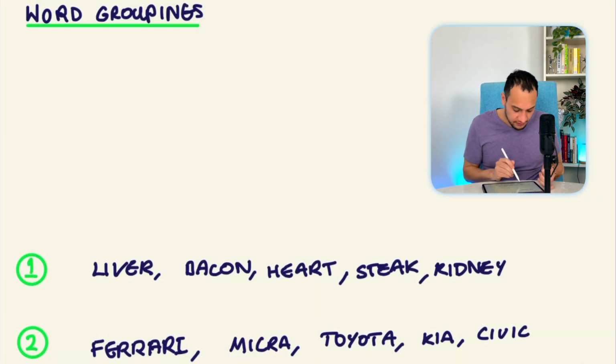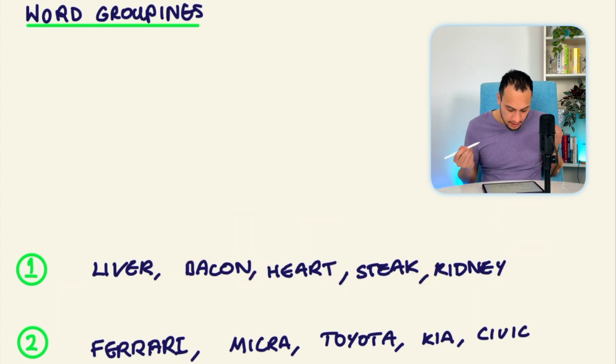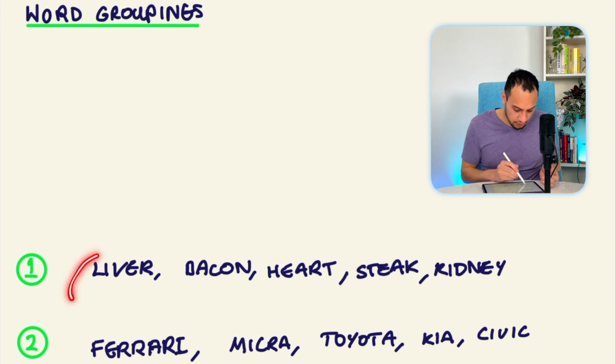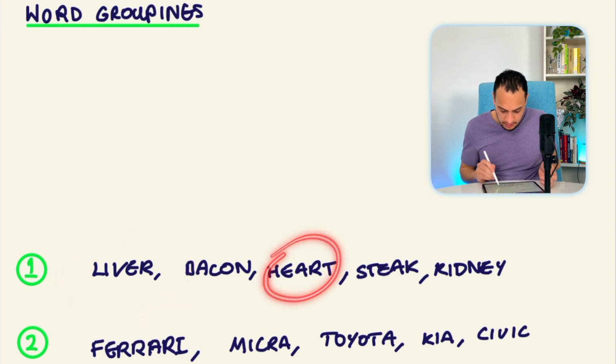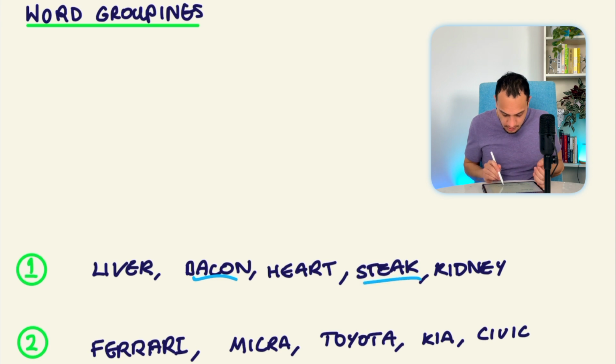So you've got 5 things: liver, bacon, heart, steak and kidney. Now 3 of these stand out to me as organs, because you've got liver, heart and kidney. They're also things that you can eat as food, but bacon and steak stand out as the 2 that can be separated from the rest. So we're going to select those like so. Let's look at our next ones.